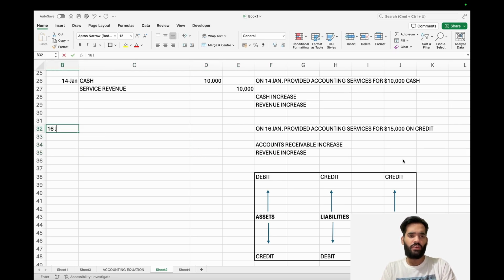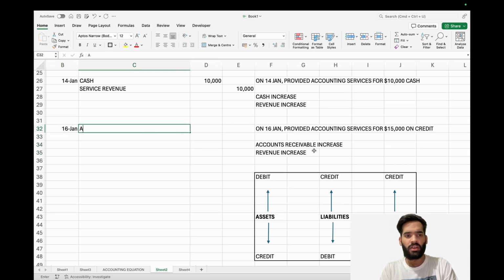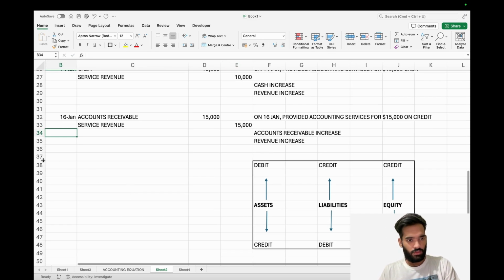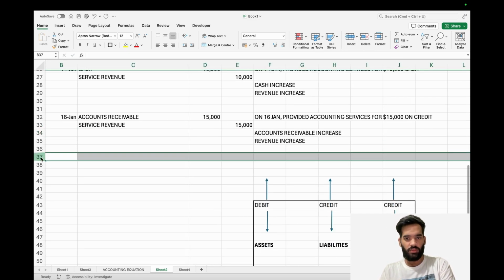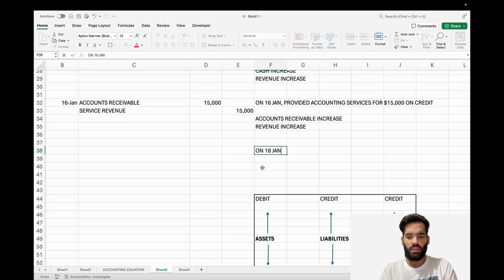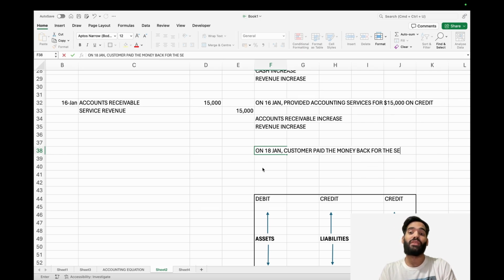So 16th of January, it will be accounts receivable debit because it's an asset increase on debit, and revenue credit, but we learned that in revenue we should always specify. So service revenue increase. Amazing. All right. Let's do the next transaction. Let's say on 18th of January, customer paid the money back for the services provided previously.